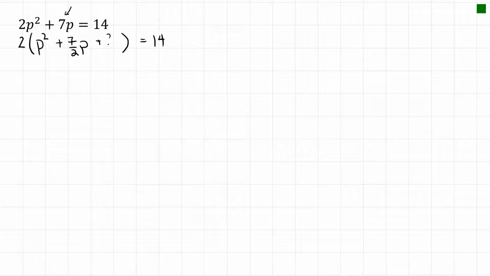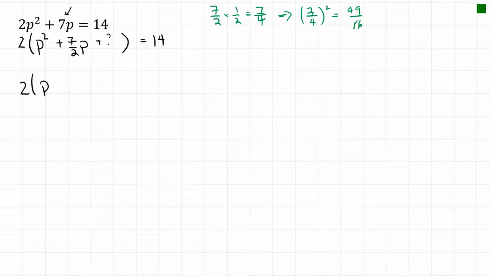So I take my 7 over 2, I cut it in half, which is the same as multiplying by a half, which is 7/4. And I'm going to have to square that to find the number that I'm going to add and subtract. So 49 over 16. So I've got 2 p squared plus 7/2 p plus 49 over 16 minus 49 over 16 equals 14.